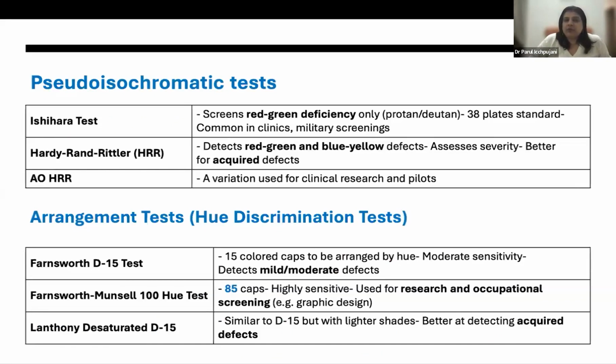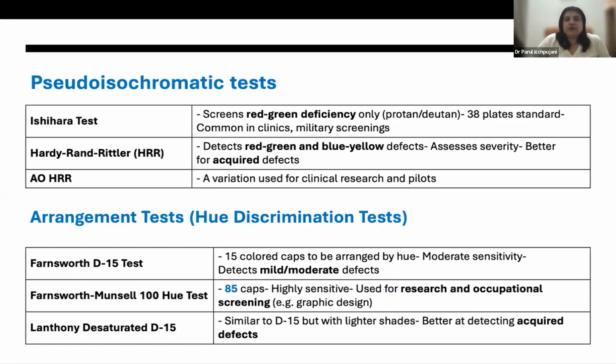So one, we have the pseudo-isochromatic test, in which, as you would have seen in your ophthalmology postings, there is a booklet with colored numbers on it, and that's the Ishihara test book. It is used for red-green deficiency. It has 38 plates. It's the most commonly used book.